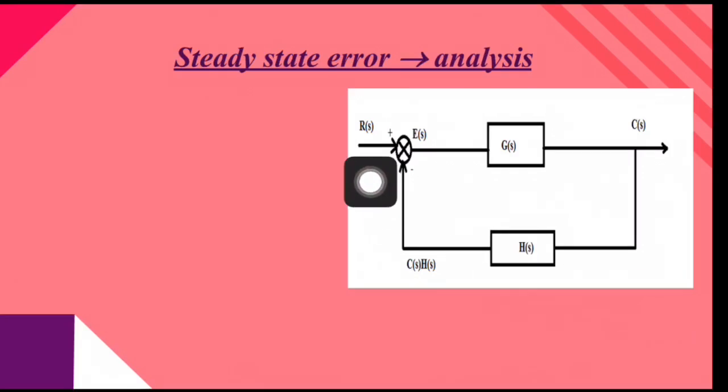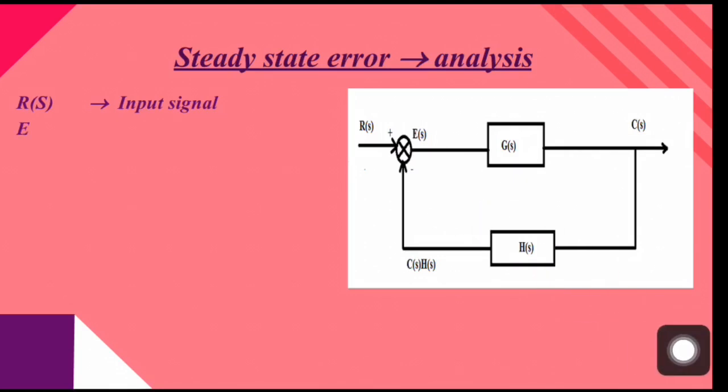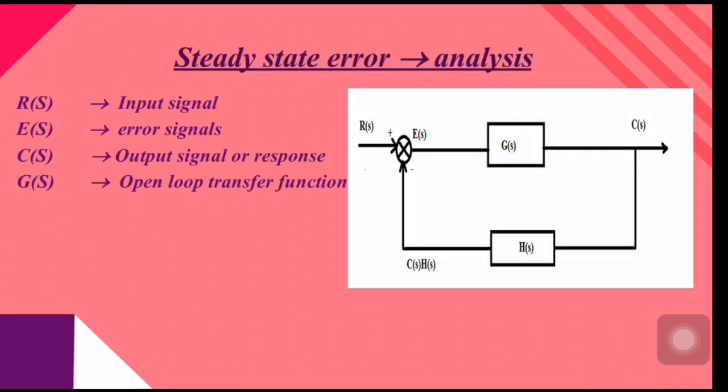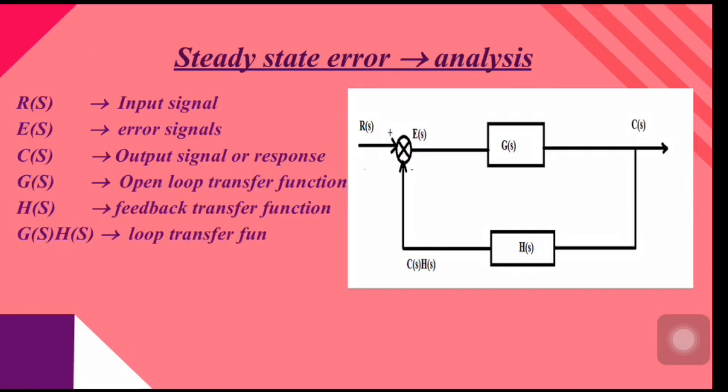For that, consider a closed loop system. Here, R of s represents Laplace transform or frequency domain representation of reference input. E of s represents Laplace transform or frequency domain representation of error signal. C of s represents frequency domain representation of output signal. G of s is the open loop transfer function. H of s is the feedback transfer function. G of s H of s is the loop transfer function. Clear?